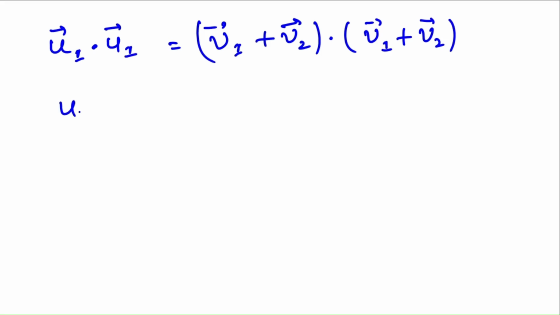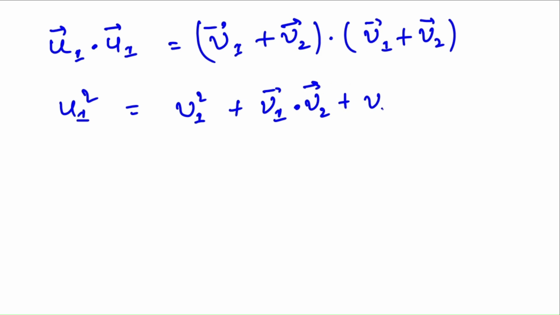Then this will be u1 square equals, now v1 dot v1 will be v1 square, and v1 dot v2 will be simply v1 dot v2, and v2 dot v1 will be v2 dot v1, and then we will have v2 dot v2, that is v2 square. And we know the dot product is commutative in nature. It means v1 dot v2 and v2 dot v1, these two are equal.